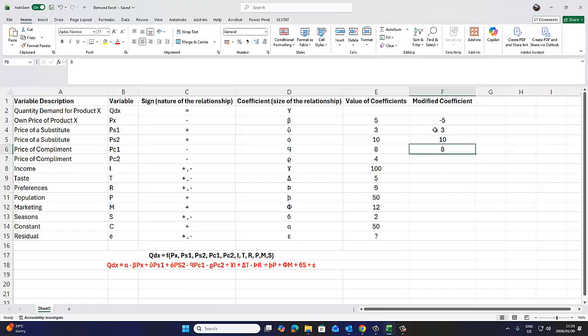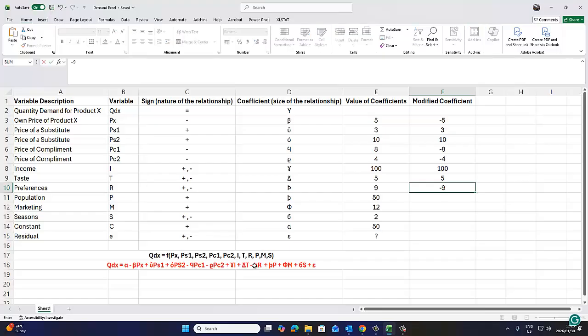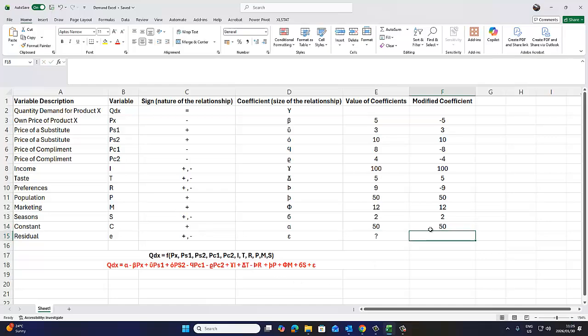Minus 8. Minus 8. Minus 4. Plus 100. We said that is positive 5. And preferences we said is negative. Am I right? Negative. Preference we said is negative. There it is. So it is minus 9. And then they all are positive. So that becomes 50, 12, 2, and 50. I said this is what we're going to estimate. So that's the modified parameter.